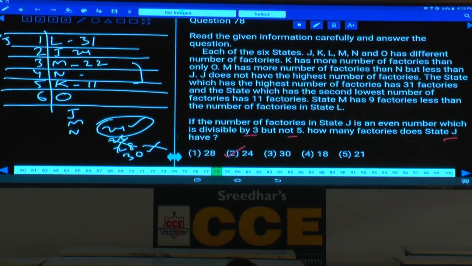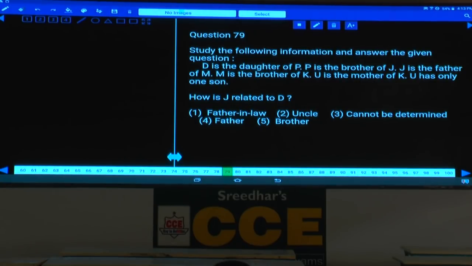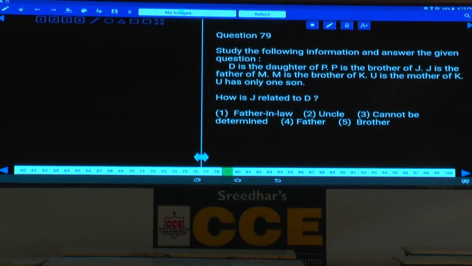Then 79 and 80. In these questions, D is the daughter of whom? D is the daughter of P, and P is the brother of J. J is the father of whom? J is the father of M. M is the brother of K.